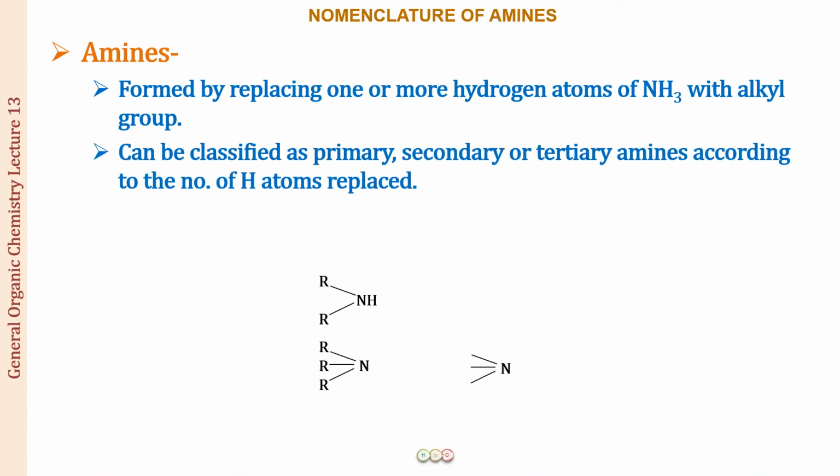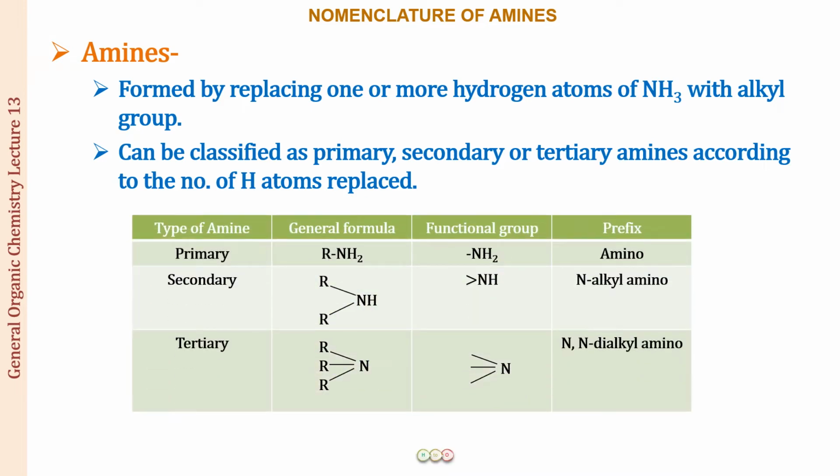So we will be classifying the amines as primary, secondary or tertiary amines according to the number of hydrogen atoms replaced. If we remove one hydrogen atom and replace it by an alkyl group, the general formula of the compound is going to be RNH2. These compounds are going to be classified as primary amines. The functional group therefore is going to be the NH2 group, and the prefix, remember these prefixes for these compounds, these are going to be very important for you people. So the prefix that we will be using is going to be amino.